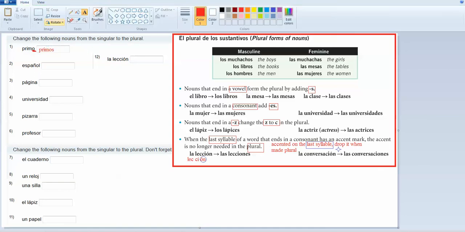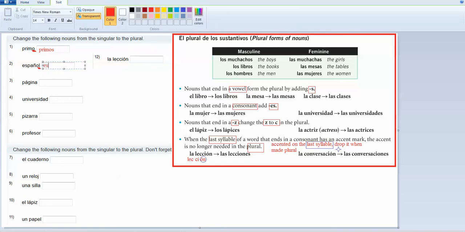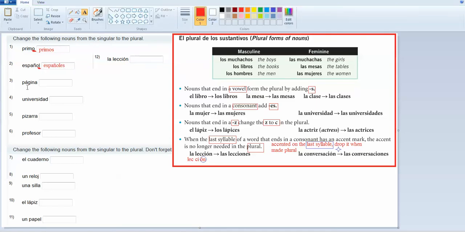Okay. Español ends in an L, that's a consonant, so I'm going to add an ES. Okay. Página, which is accented right here. It is not the last syllable, and it ends in an A, which is a vowel, so I'm going to add an S. I'm going to keep my accent here because it's not accented on the last syllable. I only drop it if it's on the last syllable, which we could look at over here.